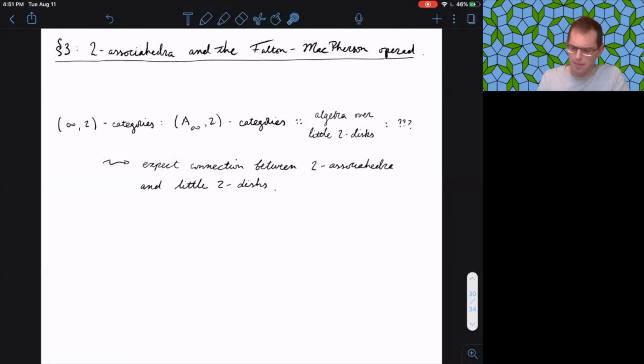And so if there's some expected similarity between infinity 2-categories and A-infinity 2-categories, you could ask what the connection is between 2-associahedra and little 2-disks, which you actually would hope for from the symplectic point of view. It turns out to reflect a connection between the Fukaya category and something called symplectic cohomology.